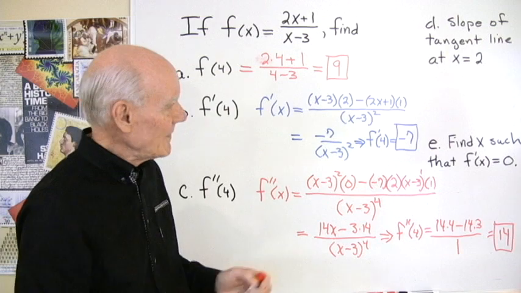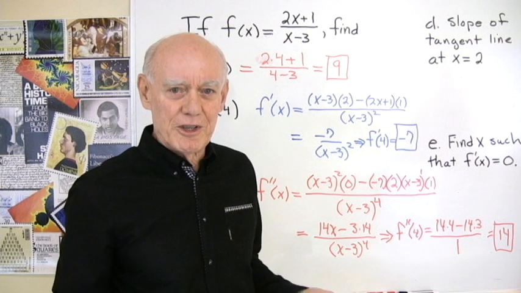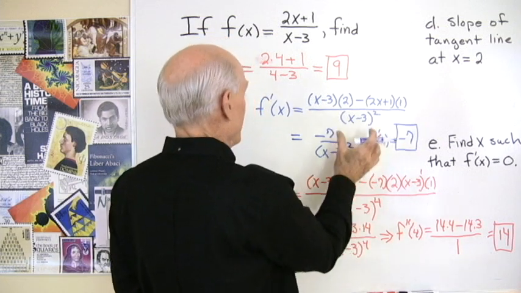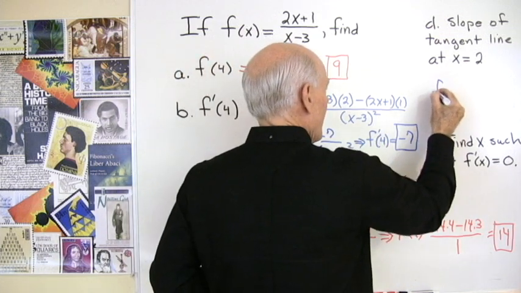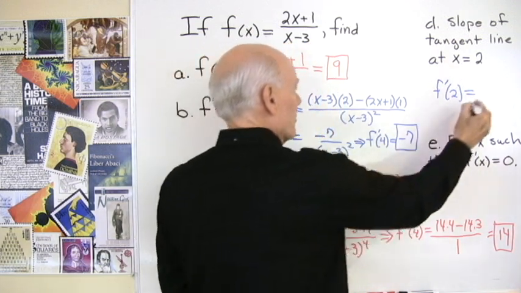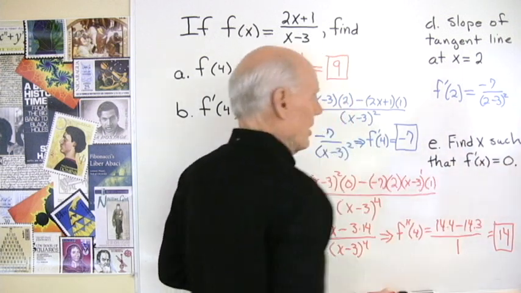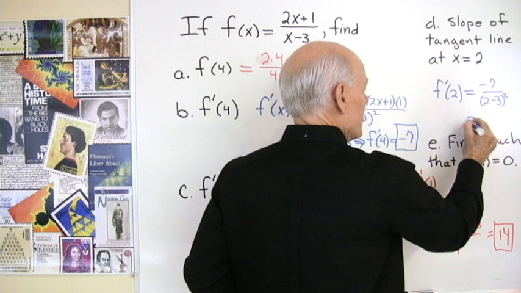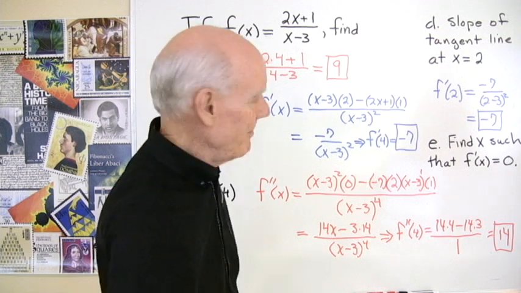Okay, so let's go up now to the slope of the line tangent when x is equal to 2. Just have to know what they're asking for, and what they're asking for is the first derivative evaluated when x is equal to 2. So here's my first derivative right here, so I'm going to substitute x equal 2 into this. So f prime of 2, that's the slope of the line tangent, is going to be equal to negative 7 divided by 2 minus 3 quantity squared. So 2 minus 3 is negative 1. Quantity squared is going to be positive 1. So that turns out to be negative 7. So let me just check my work right here. Negative 7, yep.